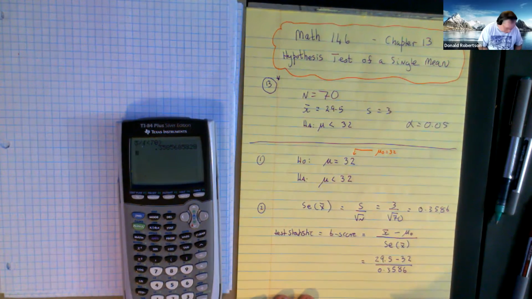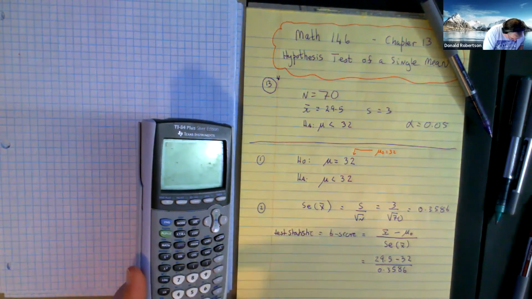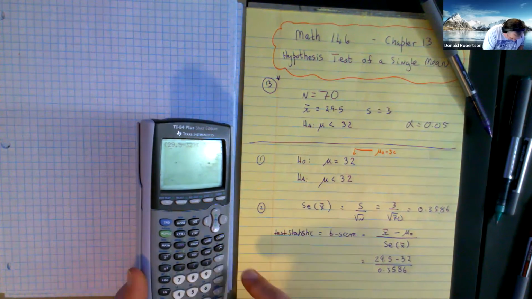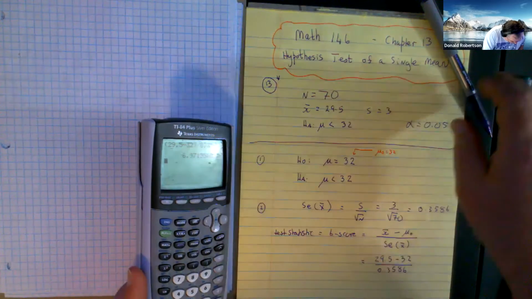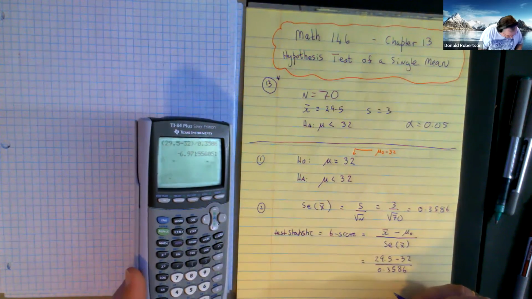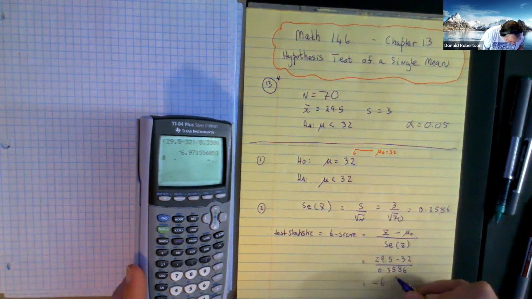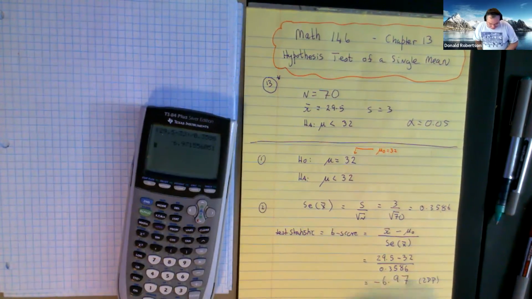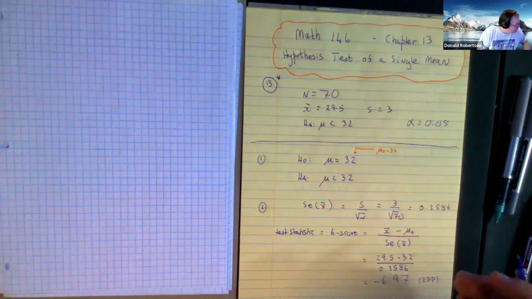On my calculator then, little bracket, 29.5, take away 32, close the brackets, and divide it by 0.3586, and I get the number negative 6.97, because they wanted two decimal places. So you notice it was here that I did the rounding off, not anywhere else. So we got our test statistic.